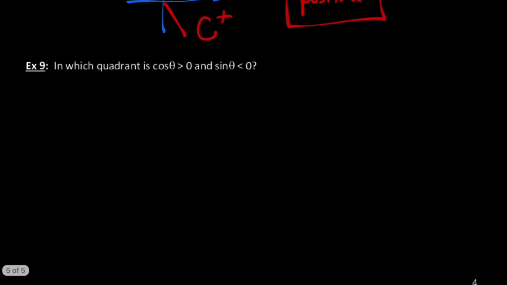All right, so the next type, in which quadrant is cosine theta greater than 0 and sine theta less than 0? Before I even begin this, if it says in which quadrant, here's what I do first. Quick sketch, ASTC. Get in the habit of writing that down. You're going to do that a lot in this unit. Next thing, we have to interpret inequalities. Greater than 0, what does that mean? Greater than 0 means positive.